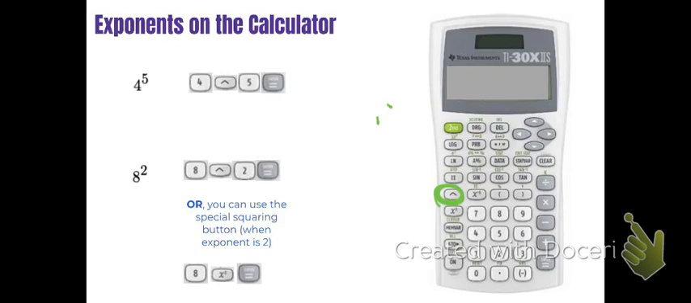And you can do that when the exponent is 2 also, but there is an additional button for the second power, for squaring, because that's the most common exponent, and it's right here. So you could just simply do 8, and then the x squared button, equals.